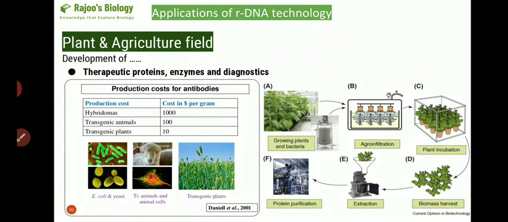So this way rDNA technology is helpful to create plants which produce your desired therapeutic protein, therapeutic enzyme, and diagnostic protein. The advantage of such plants is that the product does not require refrigeration, so the product can be sustained at ambient temperature.